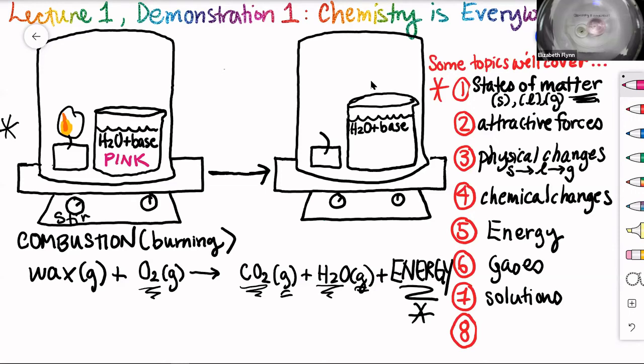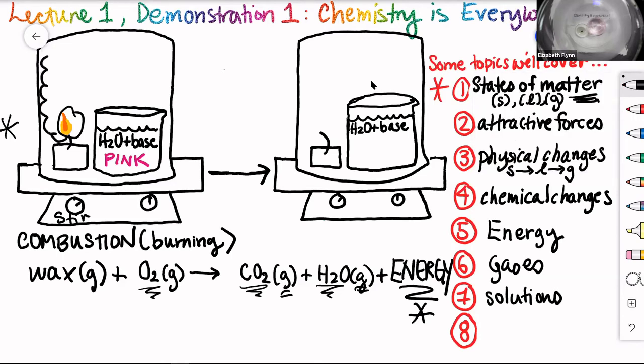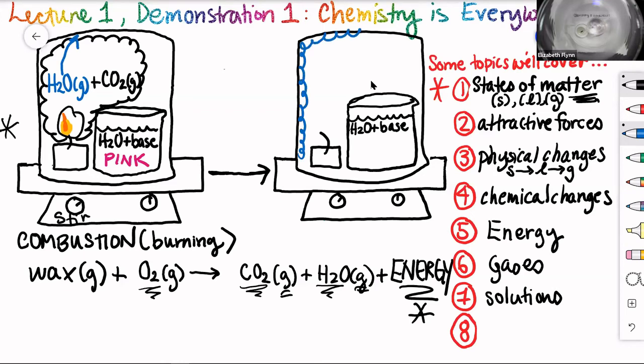Right, and we also saw evidence of gases being produced, because from this candle, we said that we could see water vapor depositing on the walls of the beaker. So that's what I'll draw over here. That water vapor went from gas to a liquid.